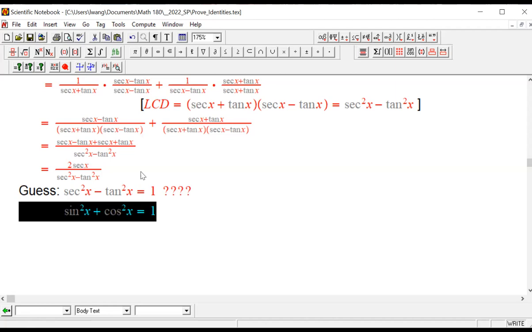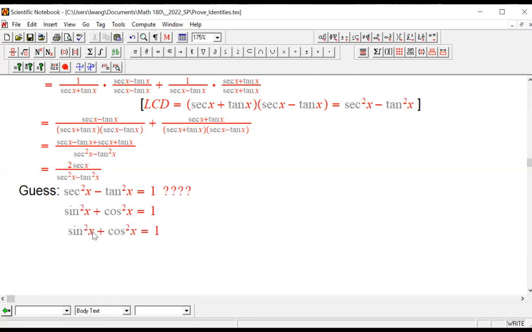So from this truth, we can divide both sides, every term, by cosine squared x. We're going to divide by the same quantity on every term. If we do that, what do we get? We get tangent squared x plus 1 equals secant squared x.